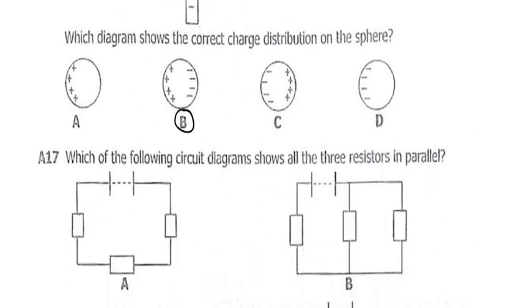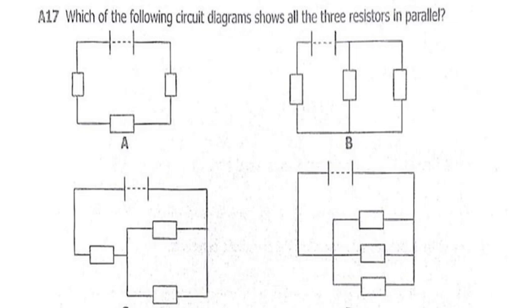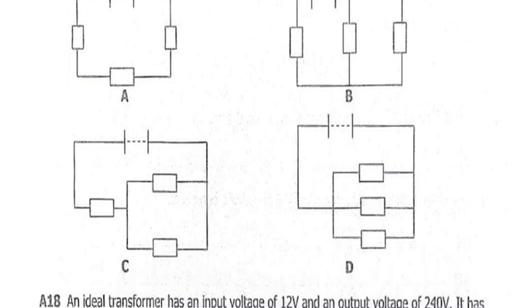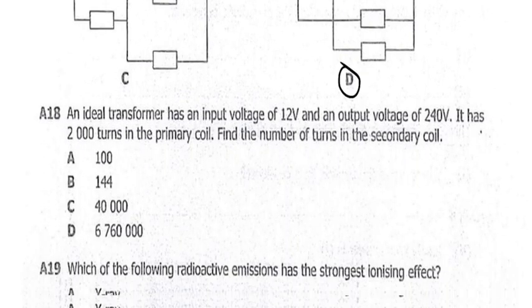Go to question 17. Which of the following circuit diagrams shows all the three resistors in parallel? The one which is showing all the three resistors in parallel is choice D. So choice D is showing all the three resistors in parallel.